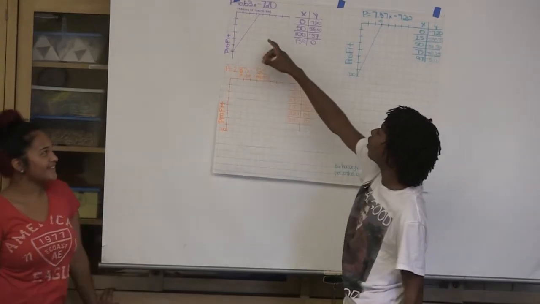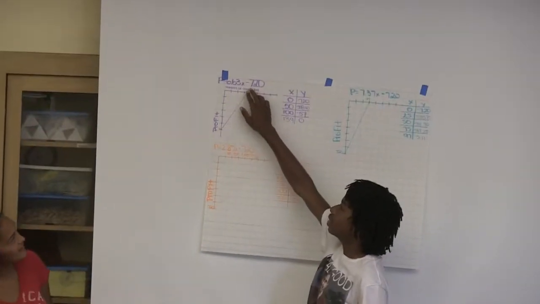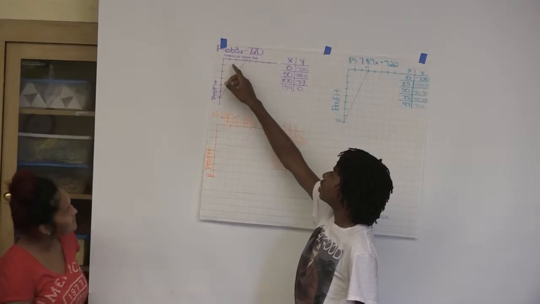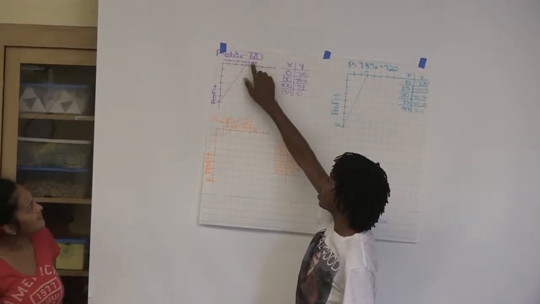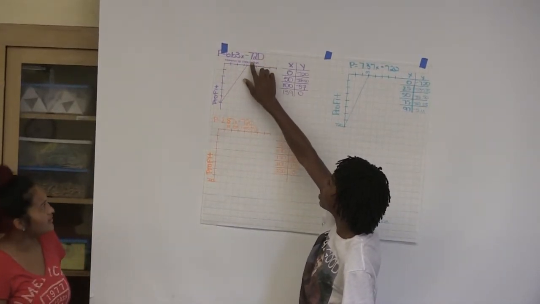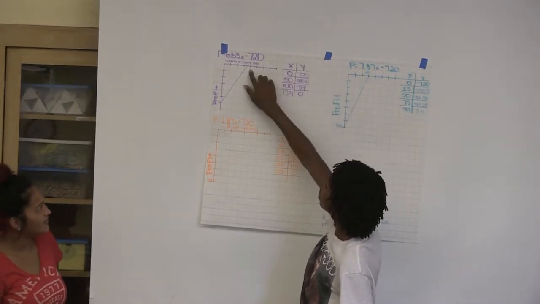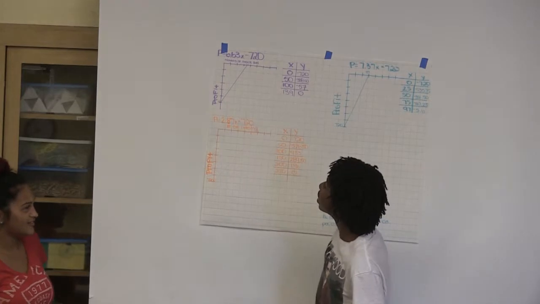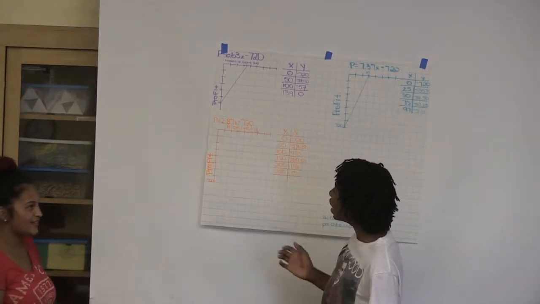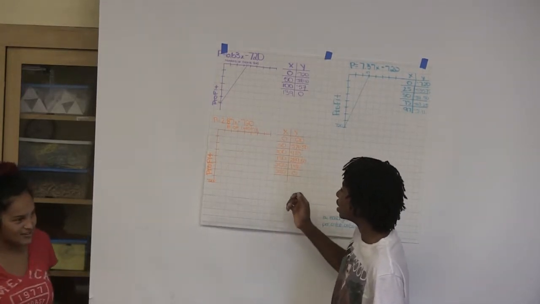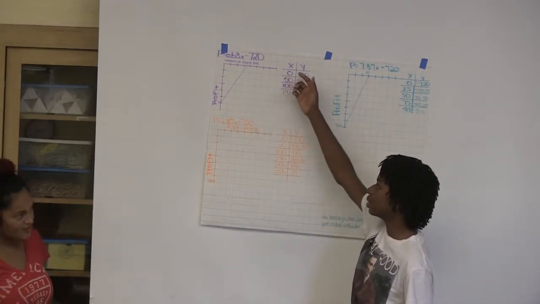So this is our profit if we sell these water bottles. We're $720 in debt. We need to sell 139 water bottles to get back to zero.